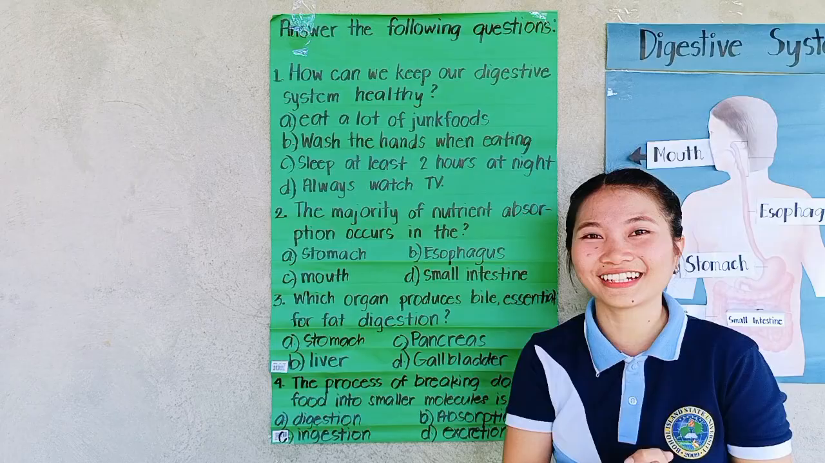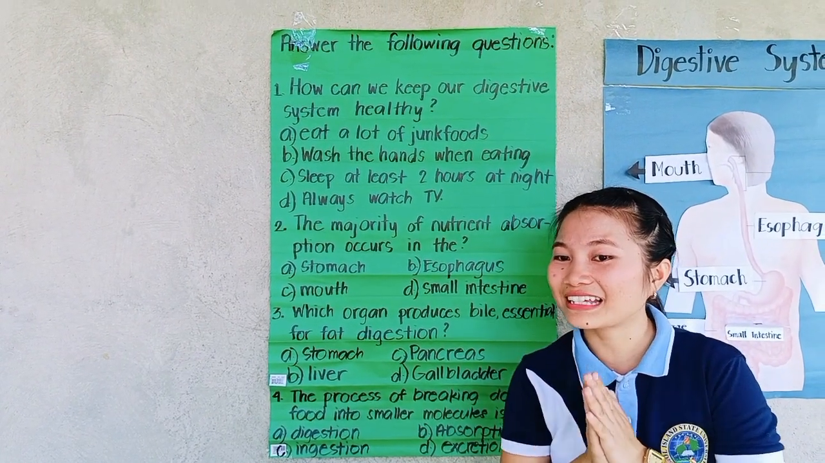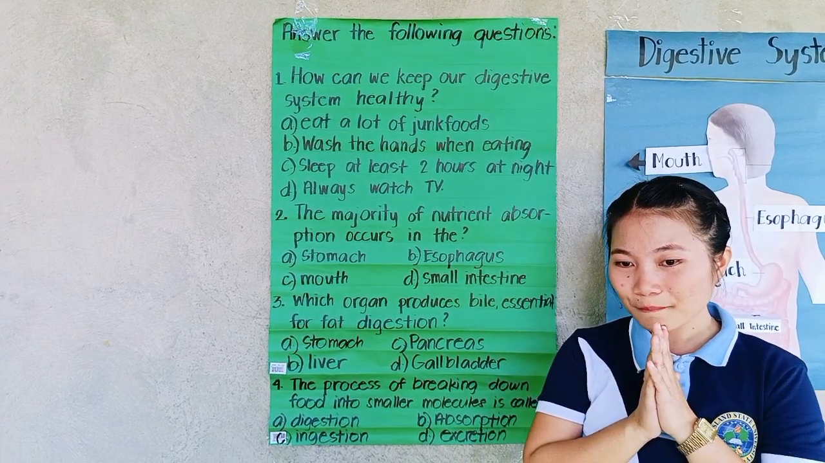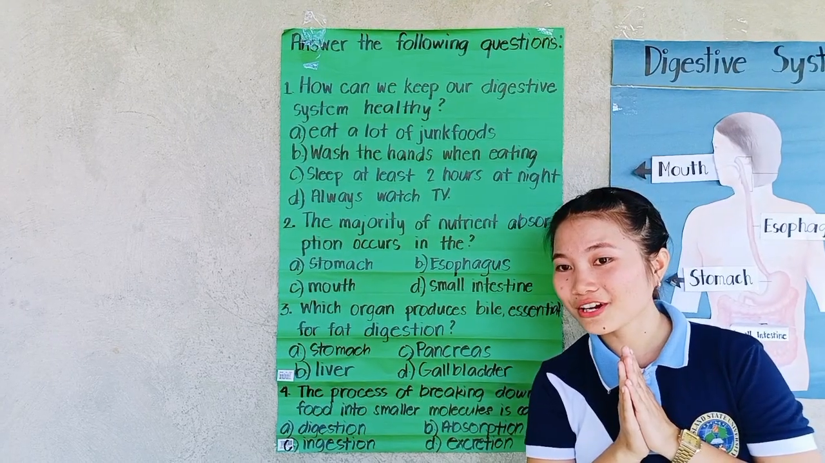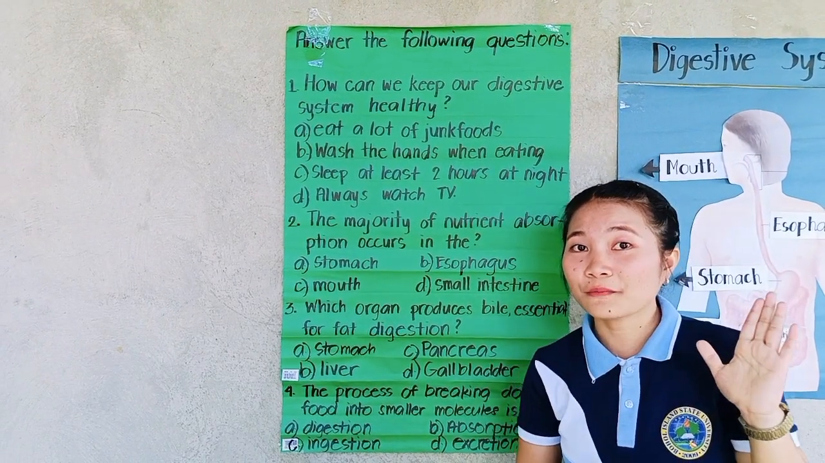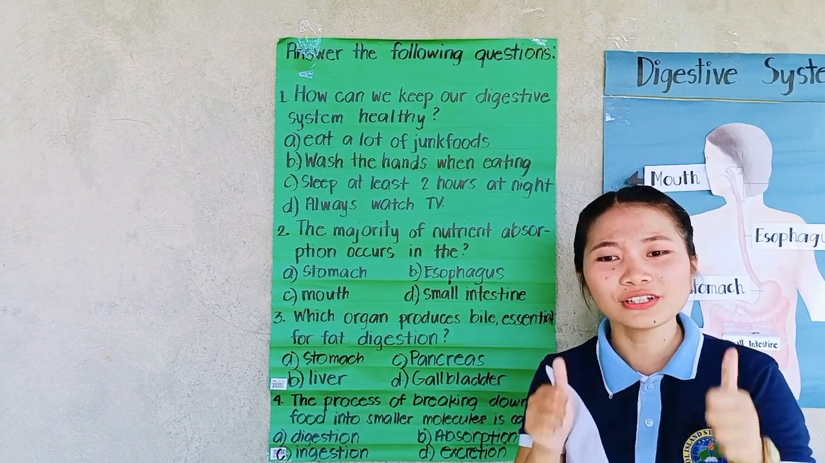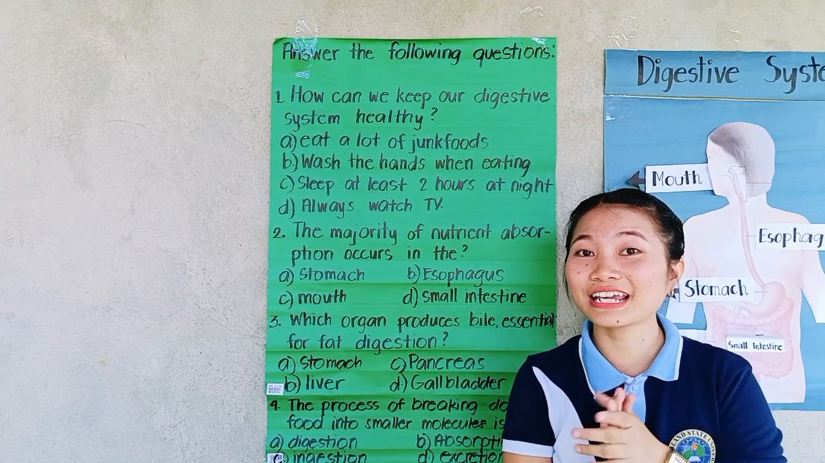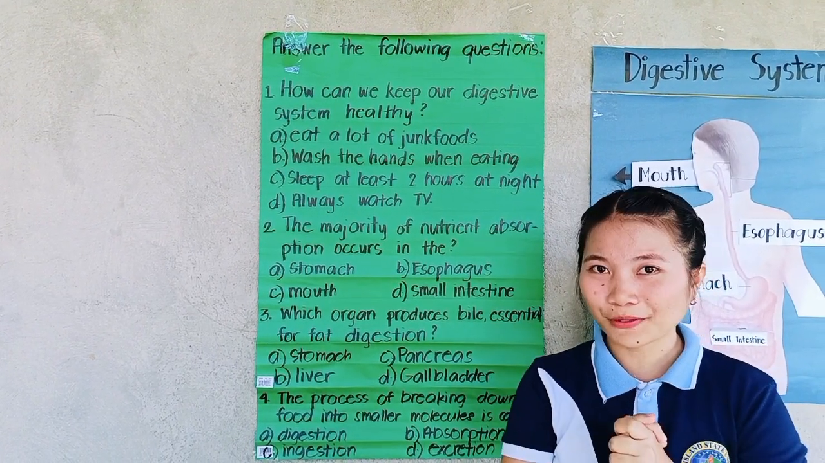So, who got the correct answers? Very good. Alright, who got the perfect score? Okay, I see. There are a lot of you who got the perfect score. Alright, who got one wrong answer? Okay, it's okay. That's alright. It's not every time that you get a perfect score. But then, you did your best. You gave your best. So, let's give a hand to everybody. Let's give ourselves a round of applause.